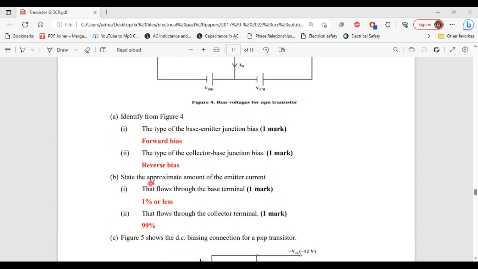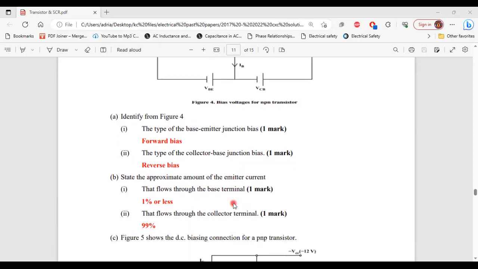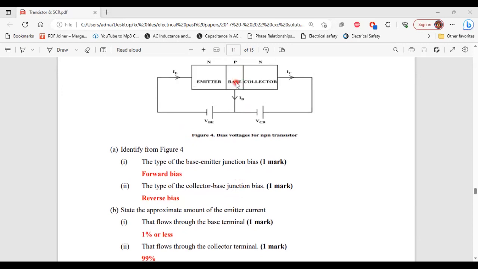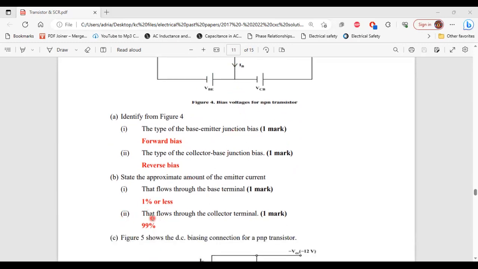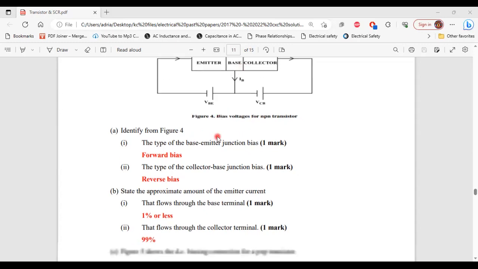Part B, it says state the approximate amount of emitter current. Without any values given, we don't know the exact values per se, so I'm going to use percentage. For part one of B, it says to state the approximate amount of emitter current that flows through the base terminal. That would be at least 1% of the emitter current. For part two, it says state the approximate amount of emitter current that flows through the collector terminal, and that would be approximately 99% of the emitter current. All right, so that's it for part B.